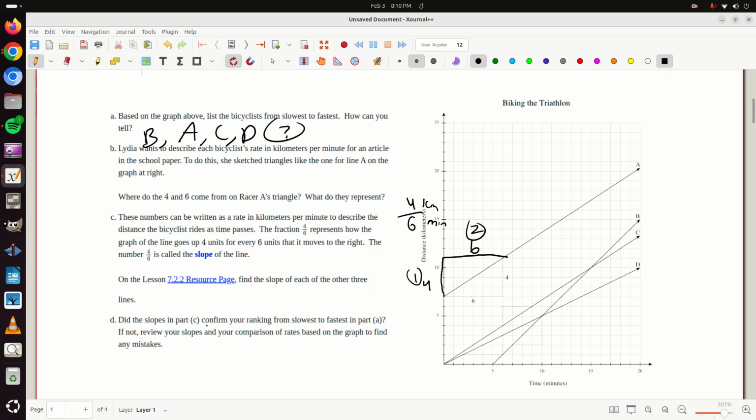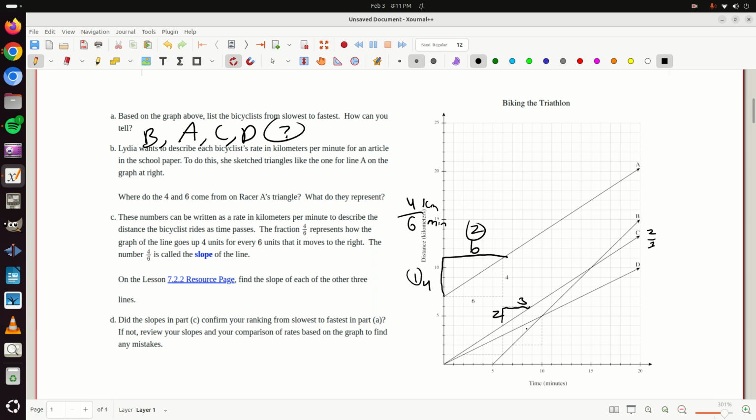Did the slopes in part C confirm your ranking? Oh, okay, I must have missed something. Find the slope of each of the other 3 lines. Okay, so they gave us some numbers here. So this one, it looks like it's up 2 and over 3. So for C, I would say it's 2/3.